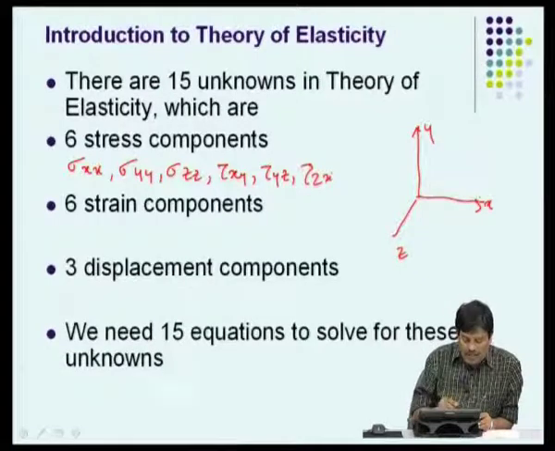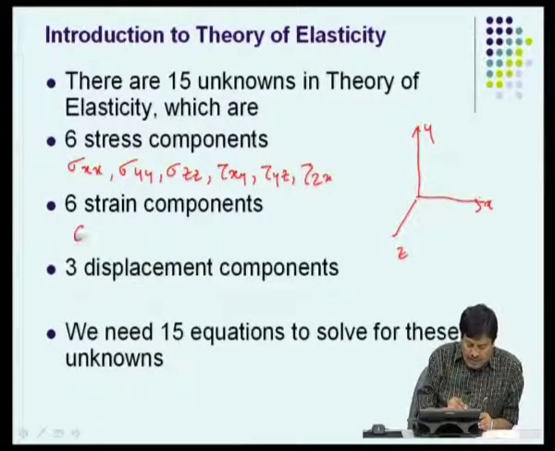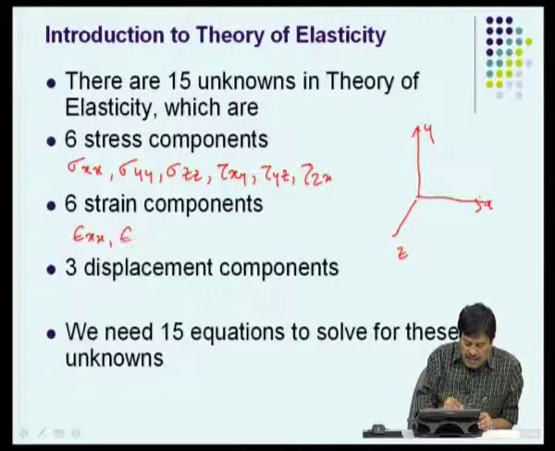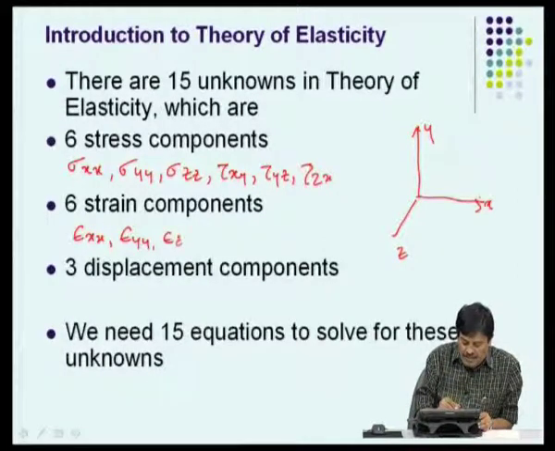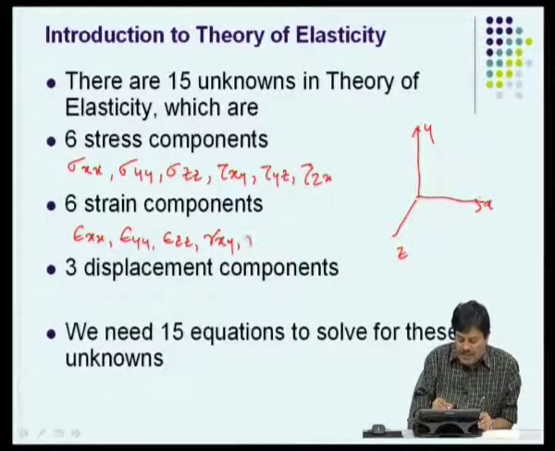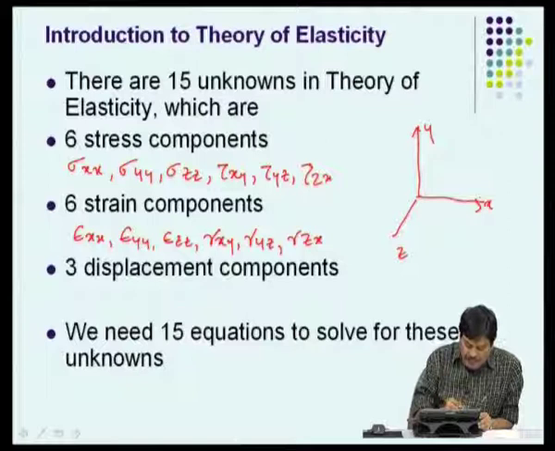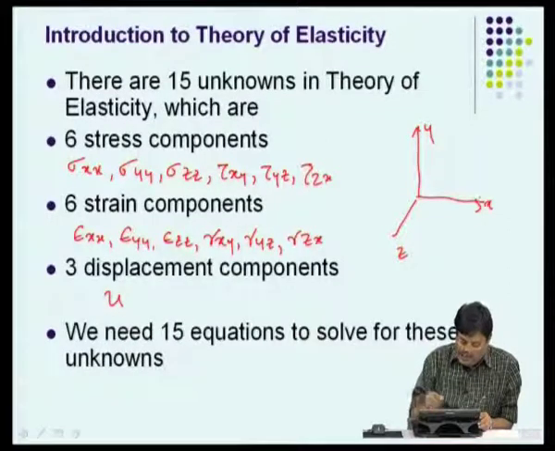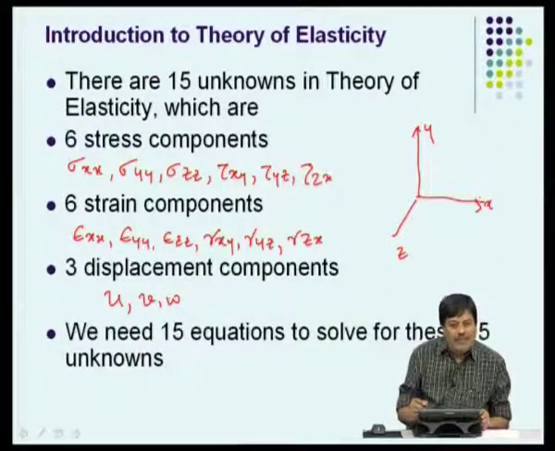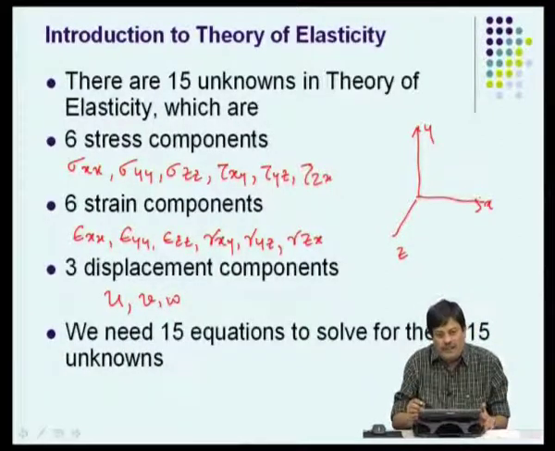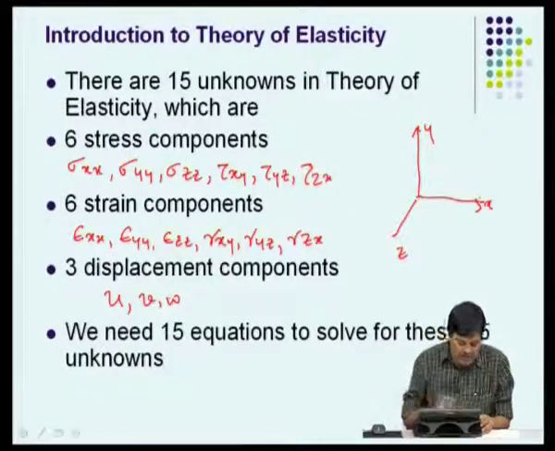And we have 6 strain components corresponding to the stresses, which are epsilon xx, epsilon yy, epsilon zz. We have gamma xy, which are shear strains, gamma yz and gamma zx. And we have 3 displacement components in the 3 coordinate directions, which are u, v and w. So, in all we have 15 unknowns and we need 15 equations to solve. Let us see where we get these 15 equations from.